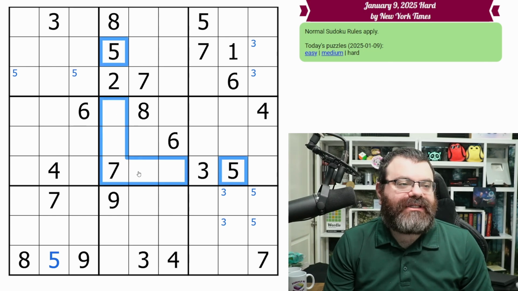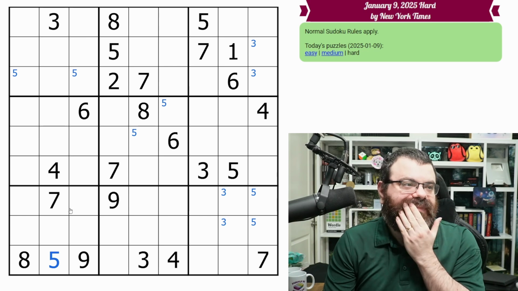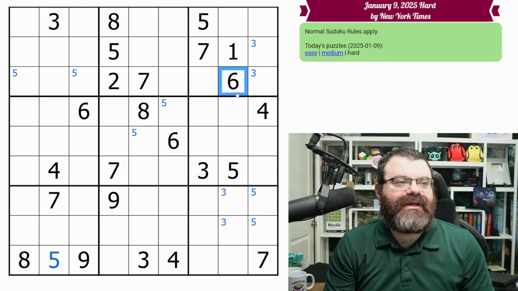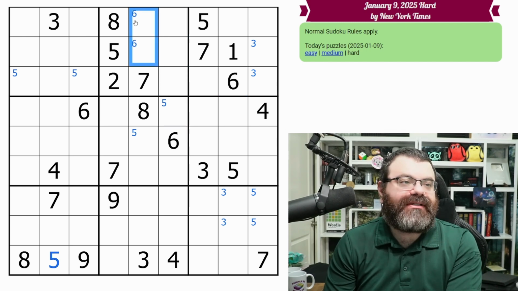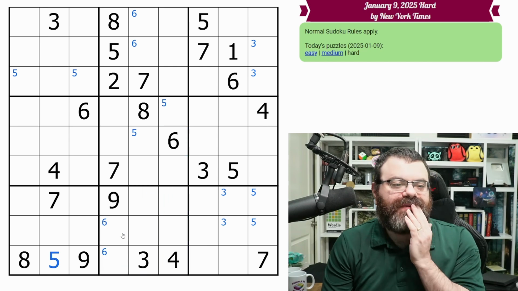Just looking at 5s just to see if there was more we could do with them, I do see that they're limited there. But otherwise, I'm not seeing anything else to follow up with 5s. All right, now we'll do 6. Well, this 6 looking up on its own is putting a 6 in one of these two. That points down with this 6, putting a 6 in one of these two.